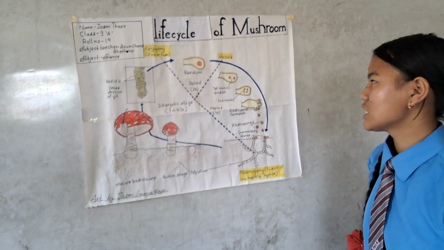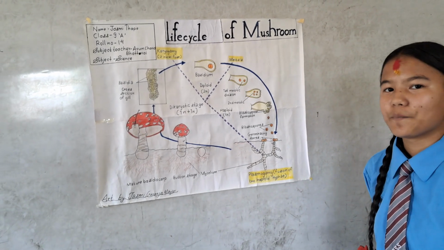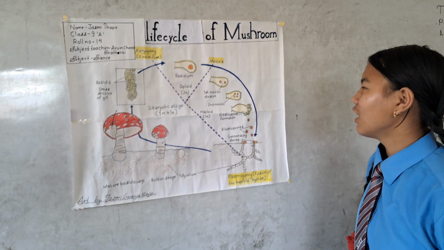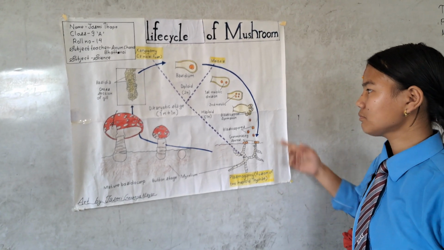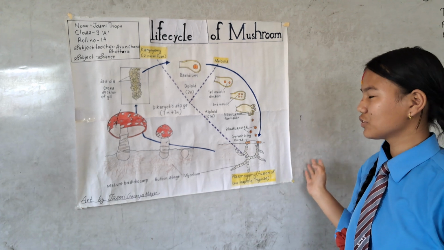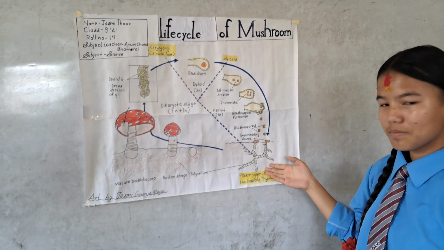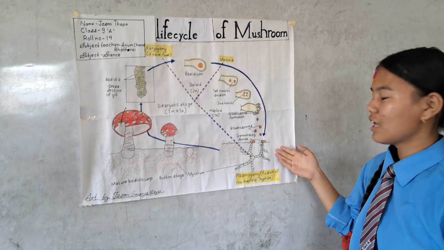Under favorable condition, each basidiospore germinates into primary mycelium. When two primary mycelia of opposite strands fuse together, they form secondary mycelium, which has two nuclei.